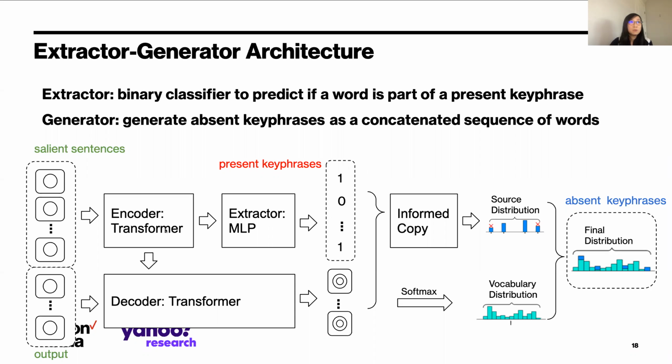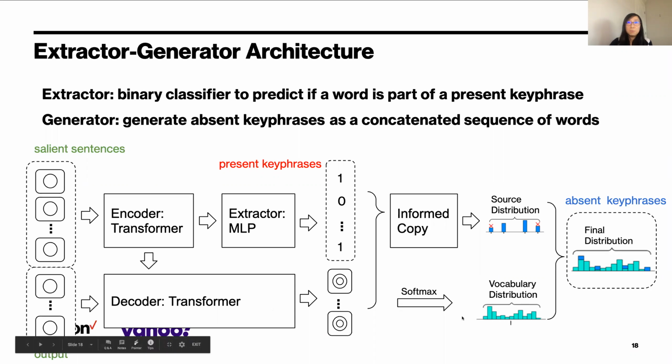And then we also have the generator to generate the absent key phrase. They share the same encoder for the input text. The decoder is also transformer-based. It takes the encoded input and also the output that has been generated so far, and then predicts the next word over the vocabulary using a softmax function. So the decoder produces a distribution for the words to decide which will be the next.